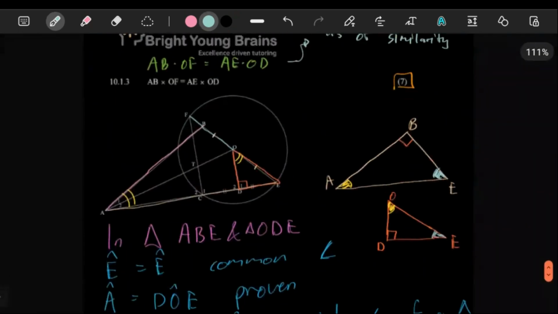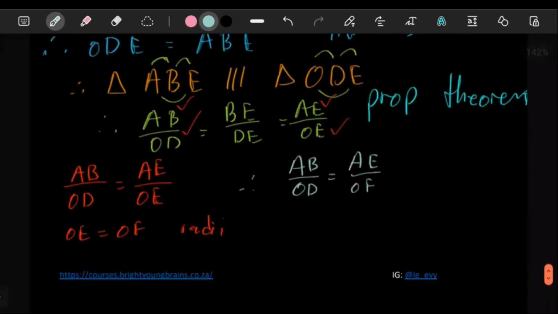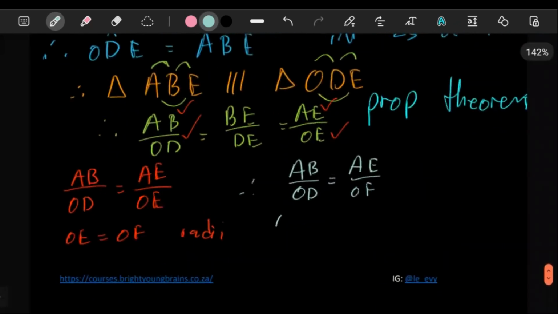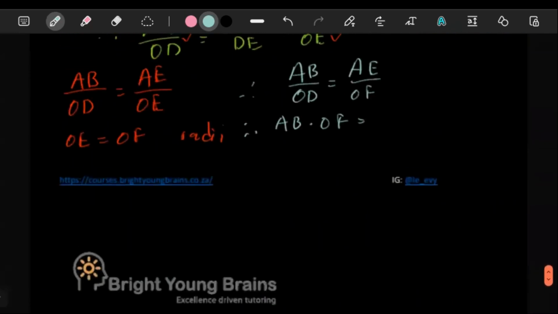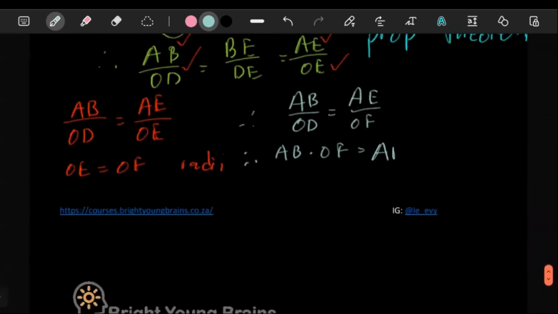And then to end up with what we have here, you can just cross multiply. This times that gives us AB times OF. This times this gives us AE times OD. AE times OD. Then you're done. 7 whole marks.